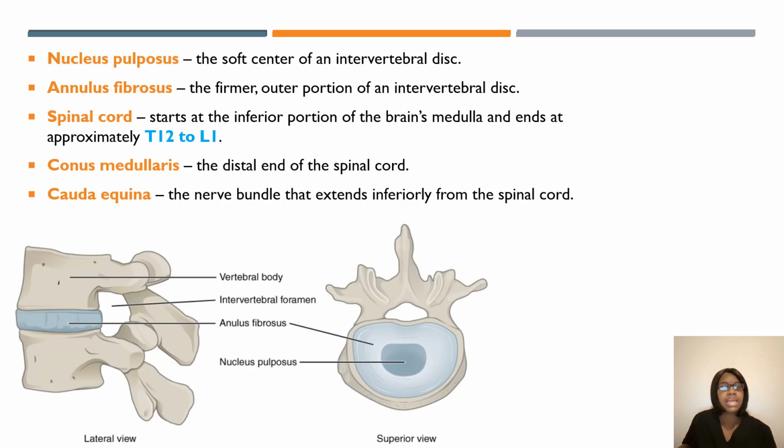You also have more anatomy for each vertebra. Just make sure you know this. Make sure you know how to identify it on the test. It's also important to know what is the soft center of the intervertebral disc. So just make sure you know all of this information. This goes along with your anatomy review.